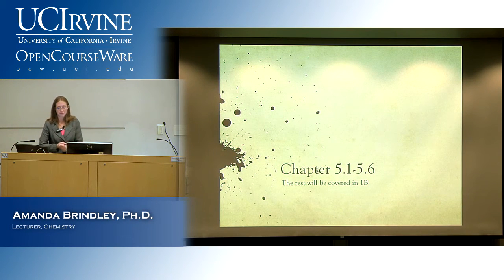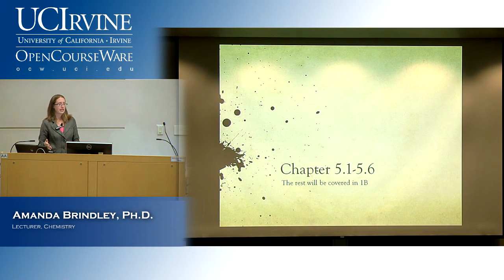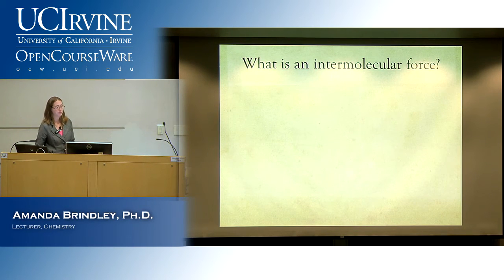So, chapter 5. We're only going to cover 5.1 through 5.6 in this class. All the rest is going to be taken care of in 1B. I think it's the first thing you hit in 1B too. But there's a section of this chapter that works really well with what we were talking about with dipoles and covalent or polar covalent molecules and things of that sort. It really works better to fit it into there before moving on, and so that's why we cover it here. So it's just the one section.